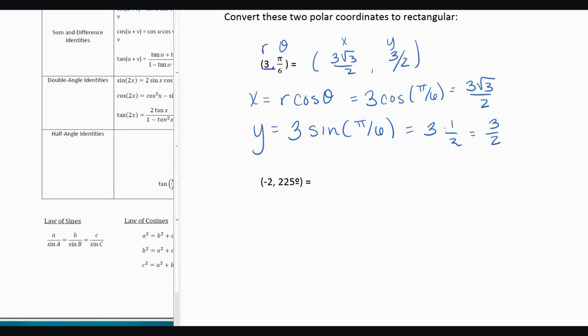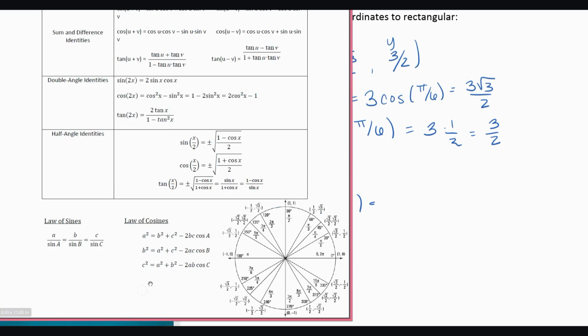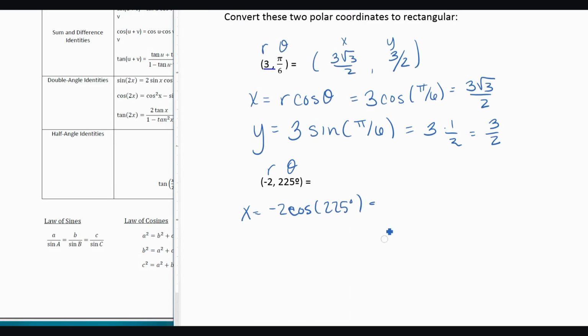Okay, we're going to do the same thing here. This is our r, and this is our theta. So our x is going to be -2 cosine of 225. So we'll go to our unit circle, 225 degrees. Cosine is negative square root of 2 over 2. So -2 times negative square root of 2 over 2. So the negatives cancel out, the 2's cancel out, we just get square root of 2.